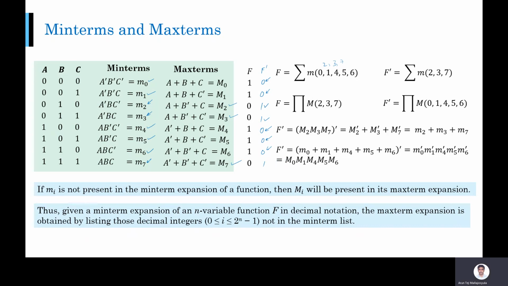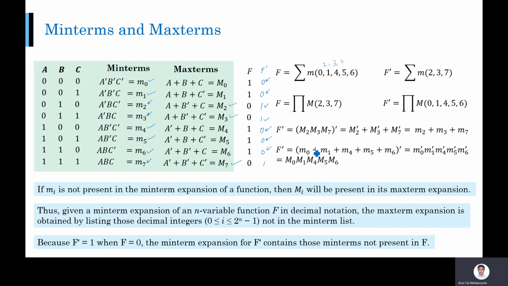Okay. So now let us write the statement for the complement also. Because f dash is equal to 1 when f is equal to 0, the minterm expansion of f dash contains those minterms not present in f, right? So here it is 2, 3, and 7. So f dash will be equal to the sum of the minterms that are not present in f. That is what we have already written here. So these are the three statements, and we can easily understand them by looking at this example.